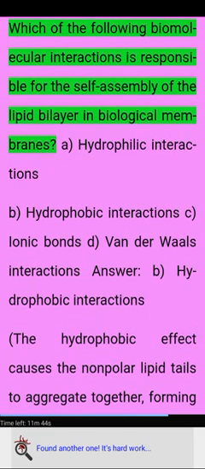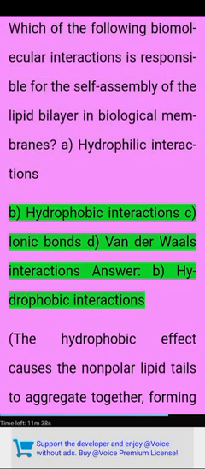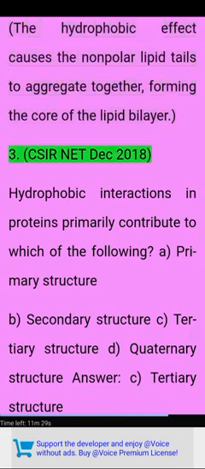2. CSIR NET June 2017. Which of the following biomolecular interactions is responsible for the self-assembly of the lipid bilayer in biological membranes? A. Hydrophilic interactions. B. Hydrophobic interactions. C. Ionic bonds. D. Van der Waals interactions. Answer: B. Hydrophobic interactions. The hydrophobic effect causes the nonpolar lipid tails to aggregate together, forming the core of the lipid bilayer.